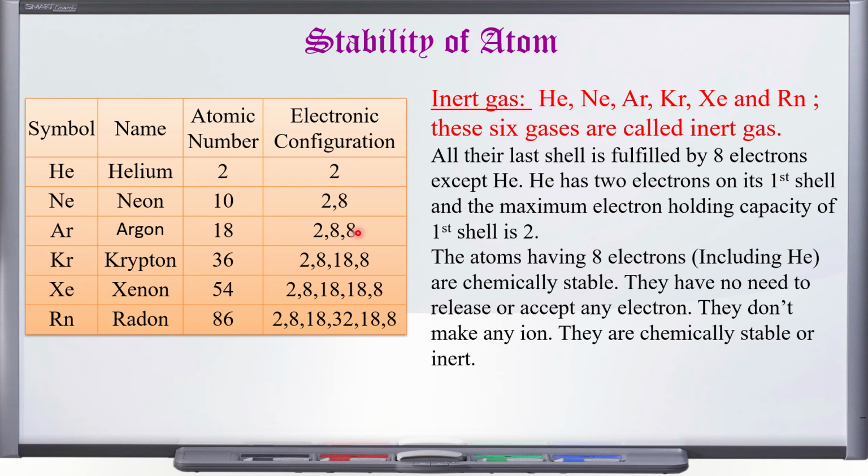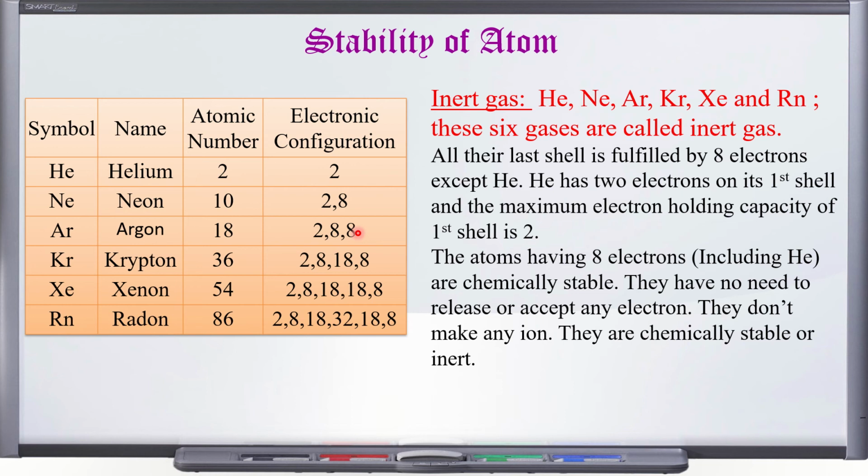When any atom accepts electrons, then its number of electrons is more than protons, so it will be a negative ion. And when any atom releases electrons, then its number of electrons is less than its protons, so it will become a positive ion. So in this way, ions are formed, which we will learn in our next class.